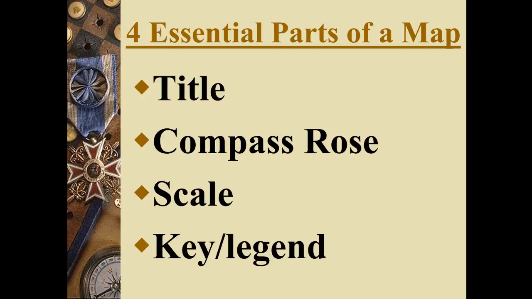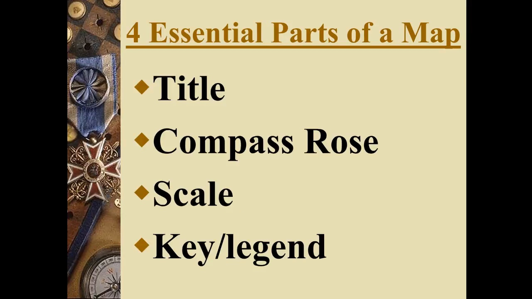Okay, so we have the 4 essential parts of a map. So what does essential mean? It means very important. It needs to be there. So you have a title, you have the compass rose, and you have the scale, and you have a key or a legend. The key is the same thing as a legend. There's no difference. It's just 2 different words, but it means the same thing.